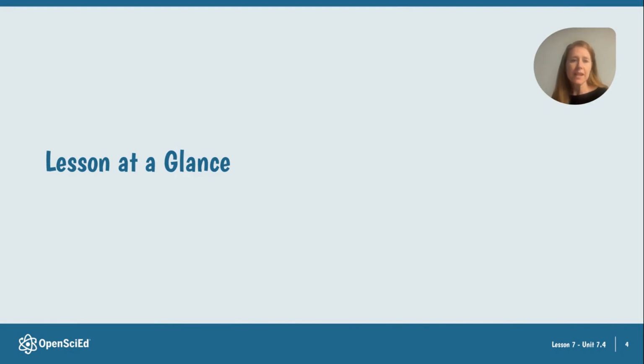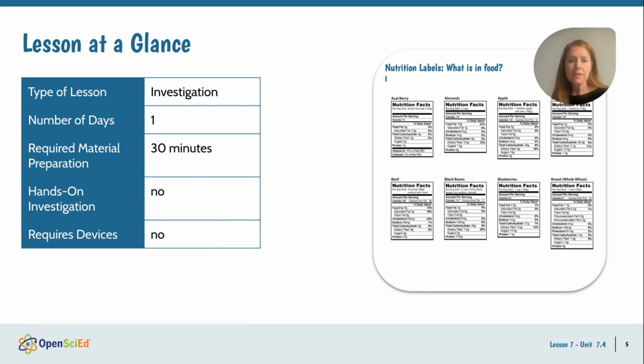So here's our lesson at a glance. Lesson 7 is a one-day problematizing lesson that includes a reading. You will also need access to the nutrition labels from Lesson 1.